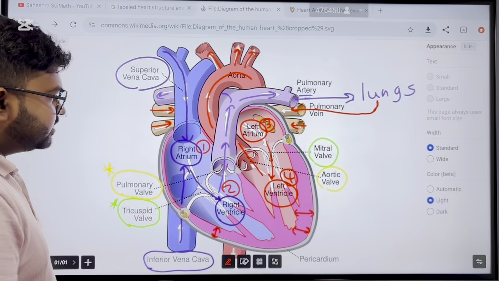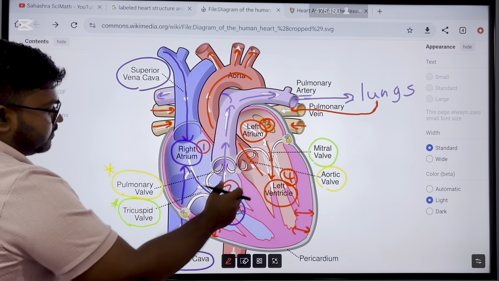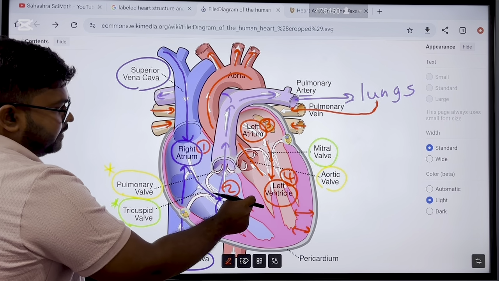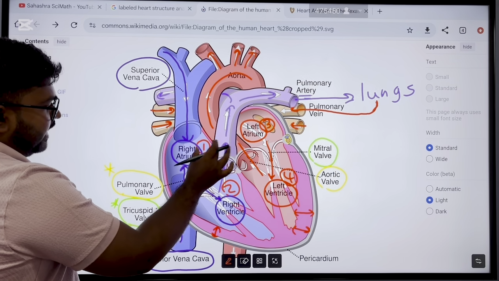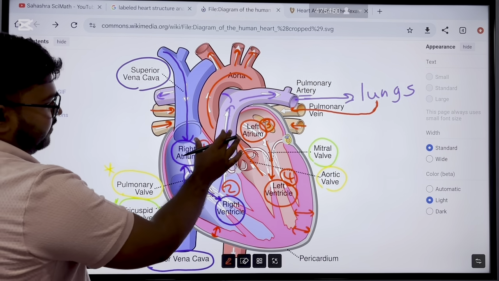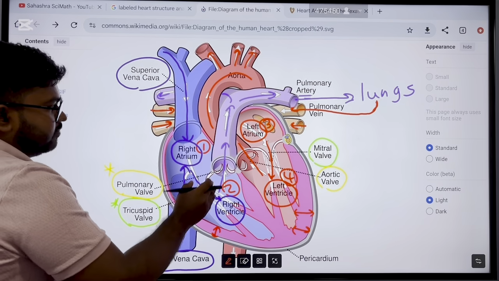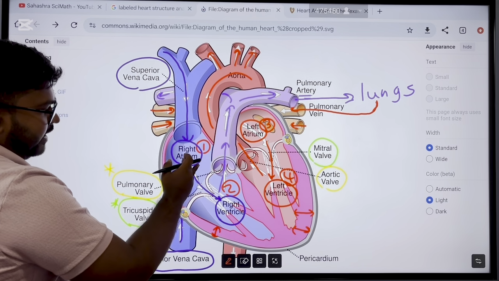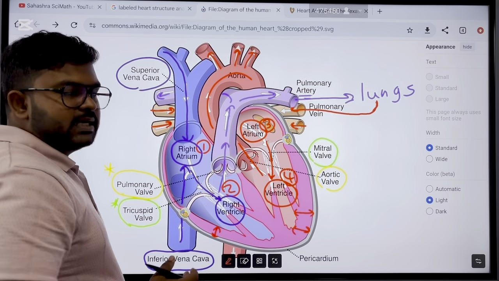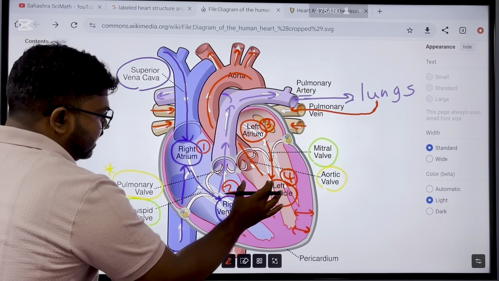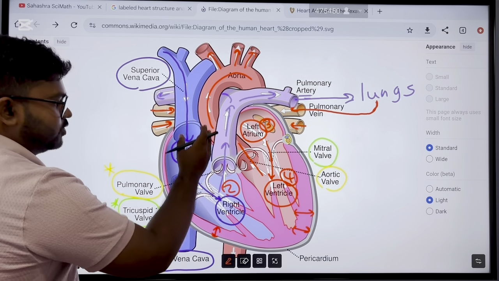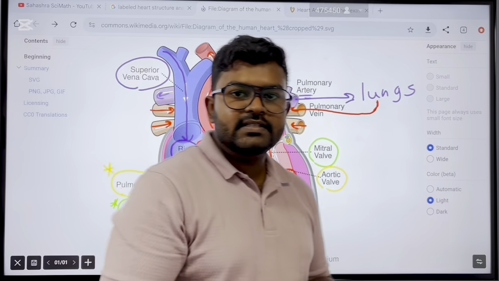Then what is the function of this septum? This is called the interventricular septum. Here there is a septum called the interatrial septum. The interatrial septum means the septum between the left atrium and right atrium. The interventricular septum means the septum between the left ventricle and right ventricle. So what is the function of this heart septum?